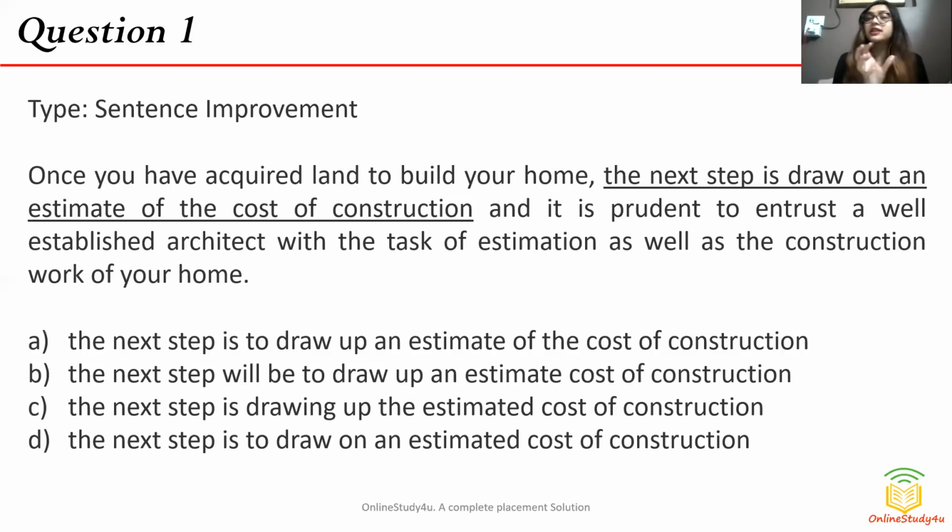Now, look at the sentence. Once you have acquired land to build your home, the next step, like the immediate next thing to do after acquiring the land, is what we're talking about. Now, in the given question, they have missed a preposition. The next step is to draw up an estimate of cost of construction, right? So, will be to draw up, we are not looking at something which is going to happen later. It's saying that this has happened, this is step 1, and now this is step 2. So will be to draw up is not one of our answer options.